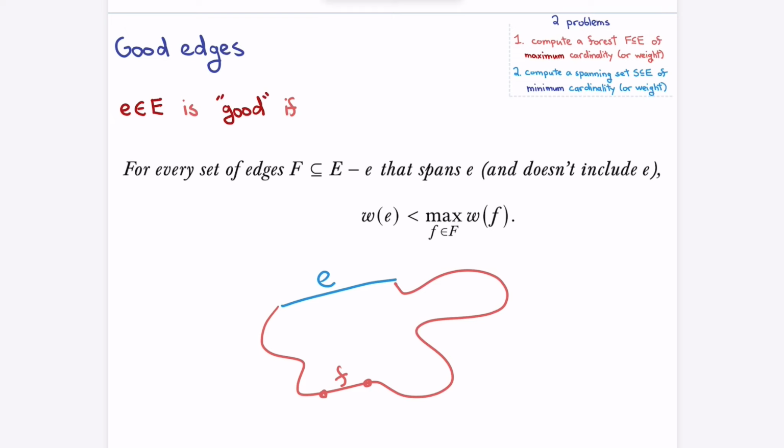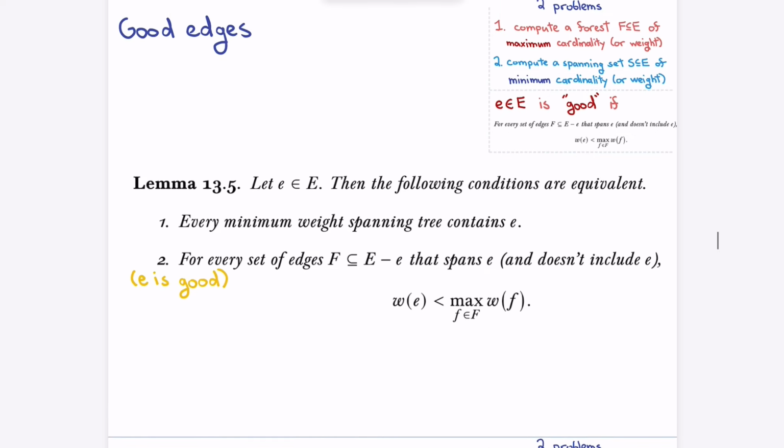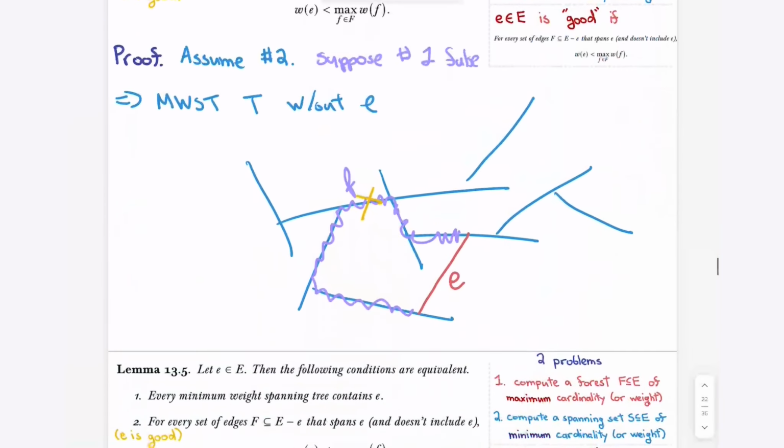A good edge means that E is good if for any other set of edges that spans E, I could find at least one edge with weight greater than E. Okay, that seems a little eccentric, but it becomes more valuable in the following lemma, which we did together. E is good if and only if every minimum weight spanning tree contains E. So this is fantastic. That's what we proved.